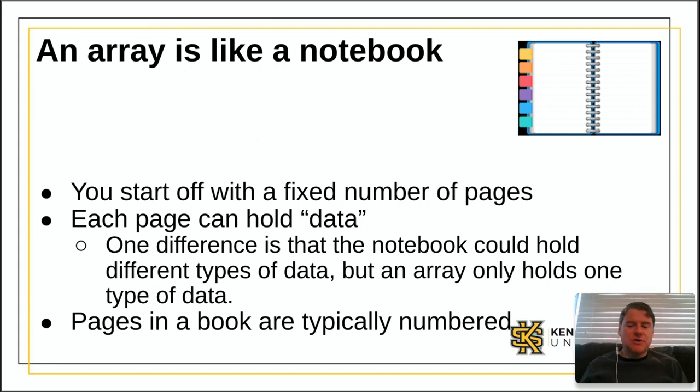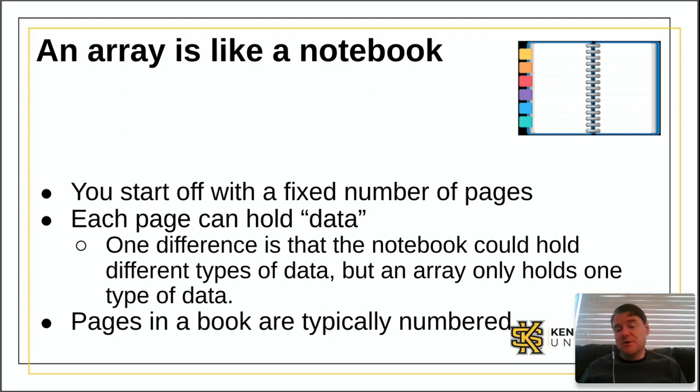So I want you to think about an array as a book or a notebook. When you buy a notebook in the store or the bookstore or wherever, you see that it has a bunch of pages. There's a set number of pages. You can't just add pages to it. It is defined at the time that you buy it as a 50-page notebook or a 100-page notebook or whatever it is that you bought.